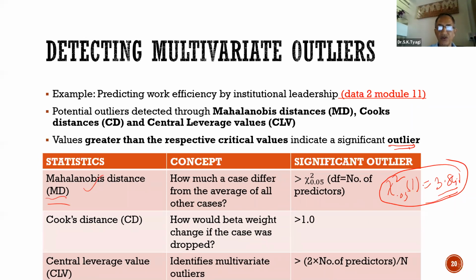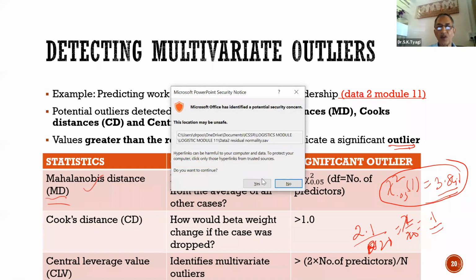Then the central leverage value: the critical value is 2 multiplied by the number of predictors, 1, and n. Suppose n is 20, so it is 2 upon 20, that is 0.1. So any value greater than 0.1 is an outlier. Now let us see how we calculate these distances and how we interpret them. Now we take this data.